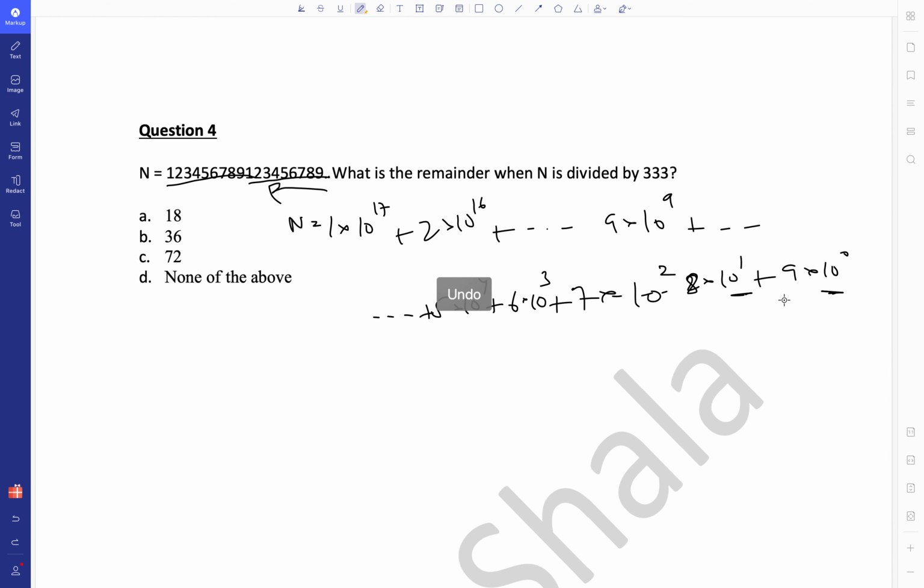So what is the remainder of 10 raised to power 0 with 333? 1. Remainder of 10 with 333? 10. Remainder of 100 with 333? 100. Remainder of 1000 with 333? It's going to be 1. The remainder of 10,000 with 333 will be 10 raised to power 3 times 10 raised to power 1, which means 1 multiplied by 10. So the remainder will be 10 in this case. And if you see, the remainders will keep repeating like this: 1, 10, 100, 1, 10, 100.